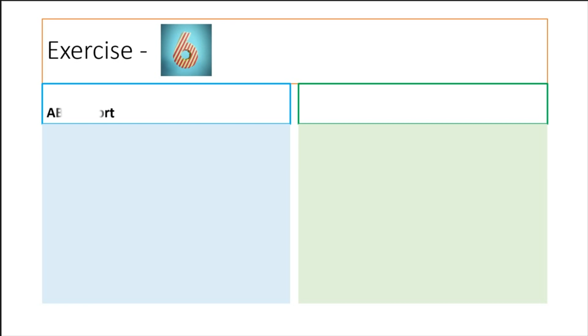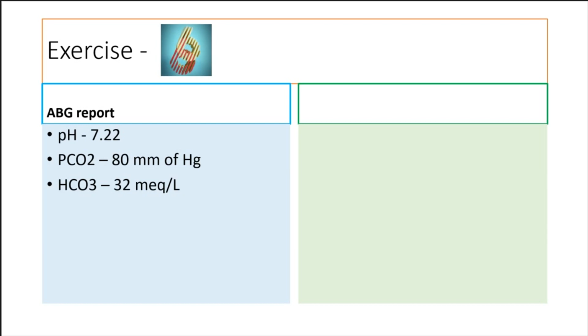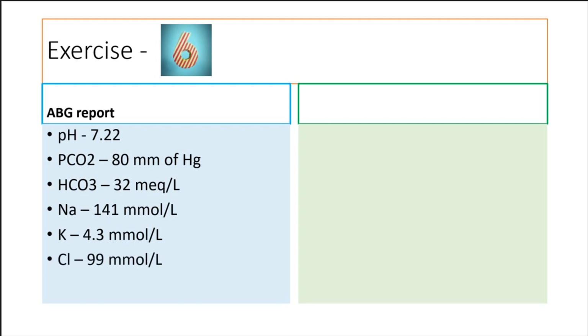Exercise 6. ABG report. pH 7.22. PCO2 80 mm of Hg. HCO3 or bicarbonate 32 milliequivalent per liter. Na or sodium 141 millimole per liter. K or potassium 4.3 millimole per liter. Cl or chloride 99 millimole per liter. Anion gap 10 milliequivalent per liter.